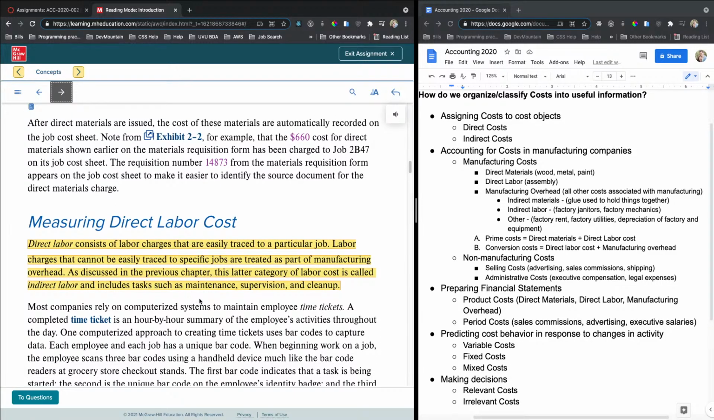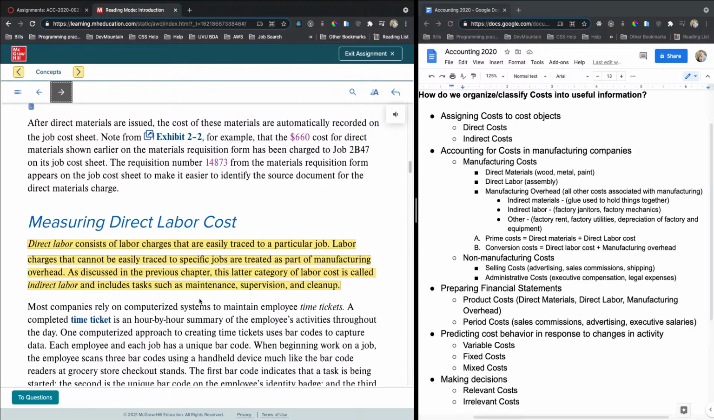After direct materials are issued, the cost of these materials is automatically recorded on the job cost sheet. Note from Exhibit 2-2, for example, that the $660 cost for direct materials shown earlier on the materials requisition form has been charged to job 2B47 on its job cost sheet.